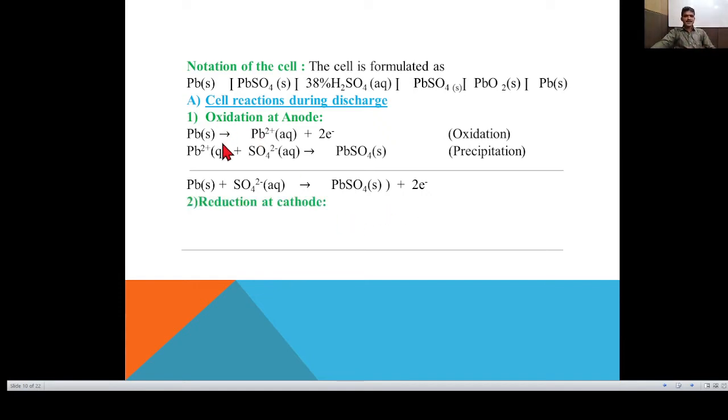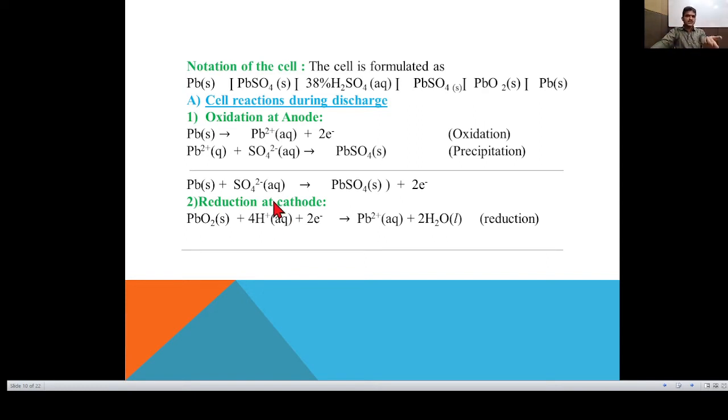Understand? Pb loses Pb2+ ions by losing electrons. Such Pb2+ ions come in contact with sulfate ions, and lead sulfate gets precipitated out. So PbSO4: this is the anode half cell reaction. Now reduction at the cathode. What is the reduction? The cathode serves as PbO2.